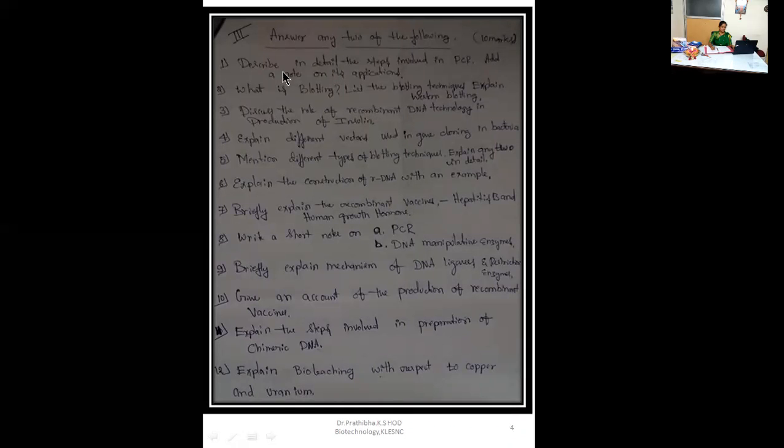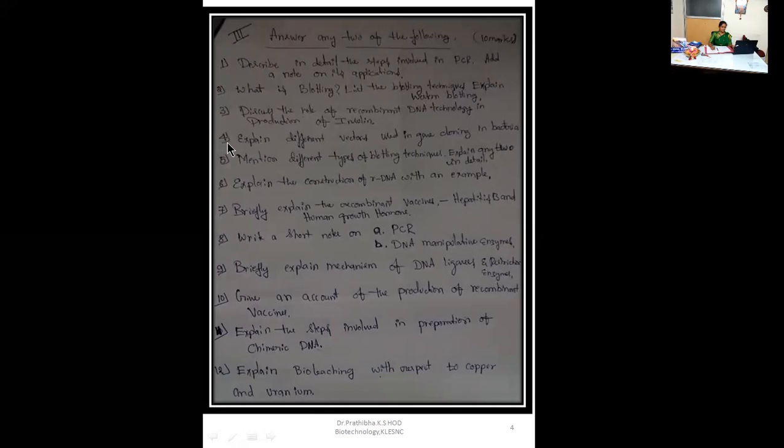Third main question, answer any two of the following. Each question carries 10 marks. First, describe in detail the steps involved in PCR. Add a note on its applications. Second question, what is blotting? List the blotting techniques. Explain Western blotting. Third question, discuss the role of recombinant DNA technology in production of insulin.